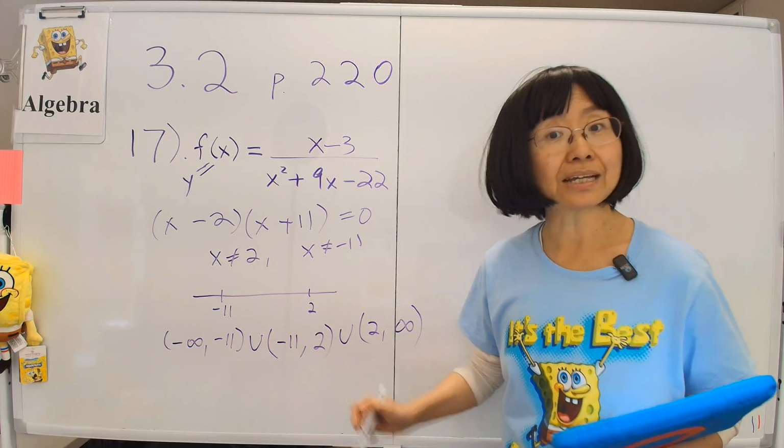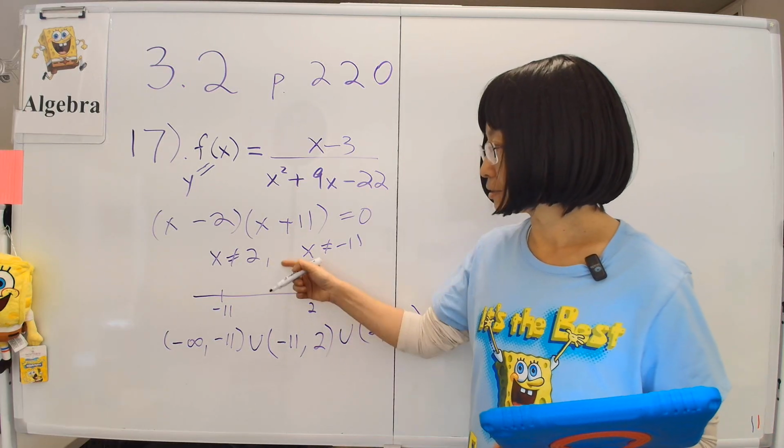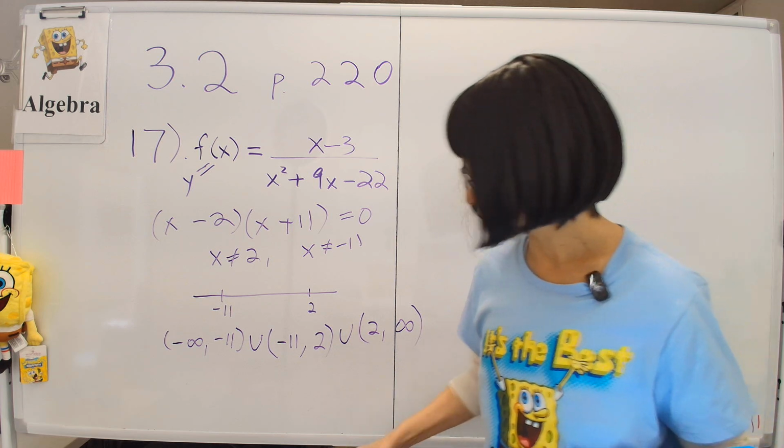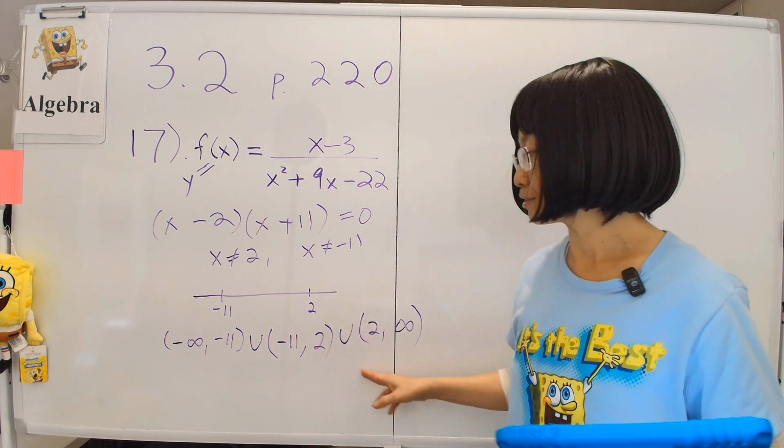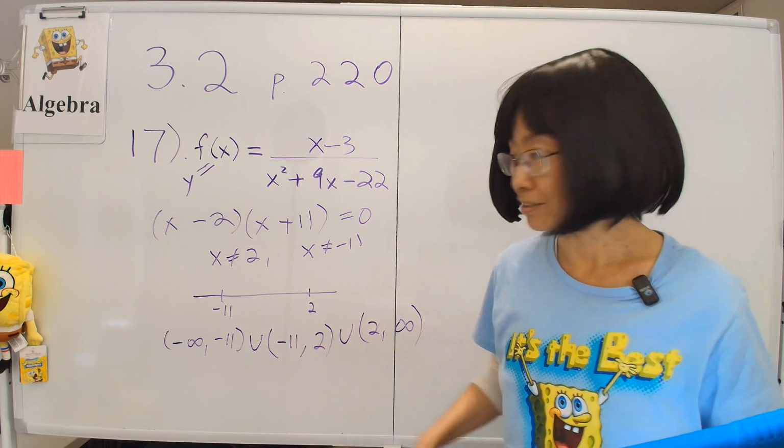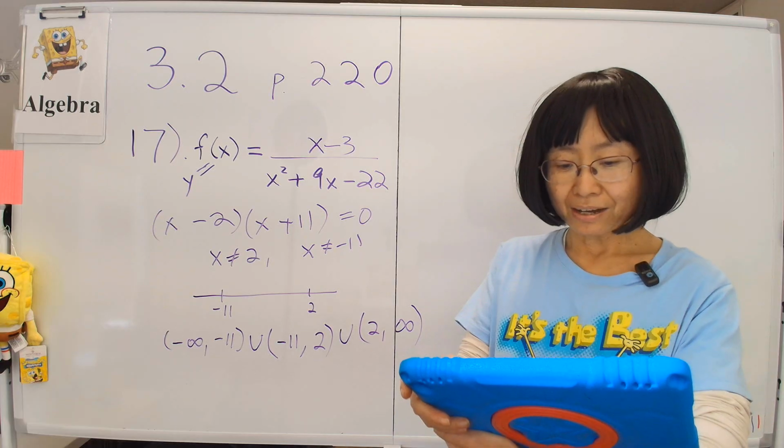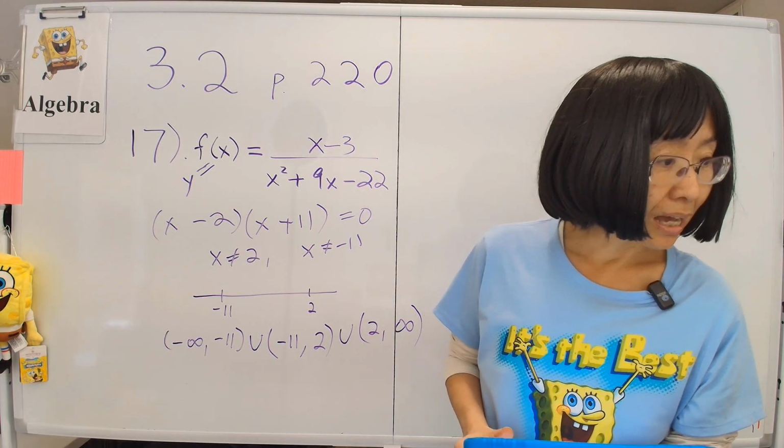So the answer comes in 3 sections. Or you can just write that. That's good enough for me, but some teachers might insist that you write it this way just so that you get used to this notation. But they both say the same thing. All right, so that's problem 17.